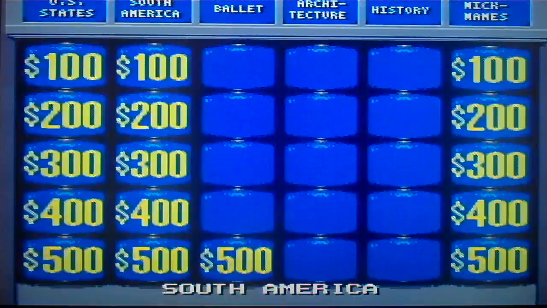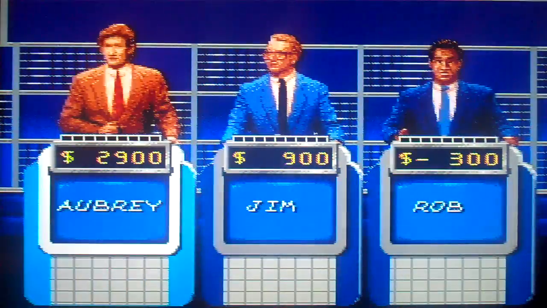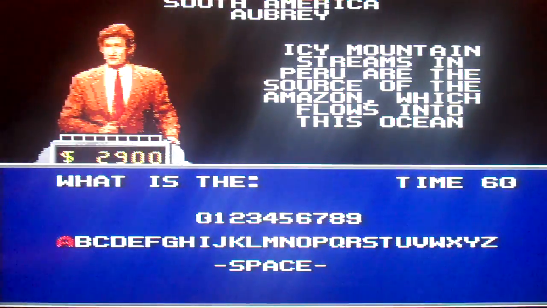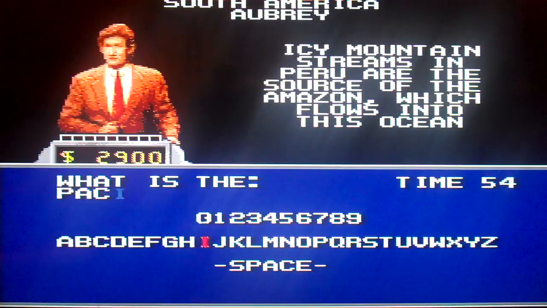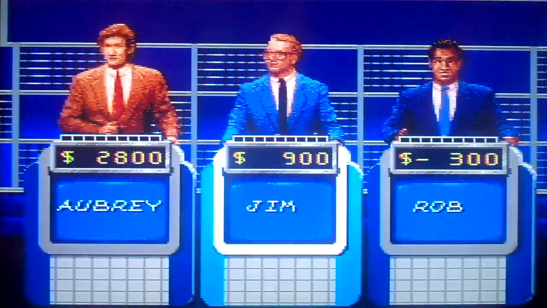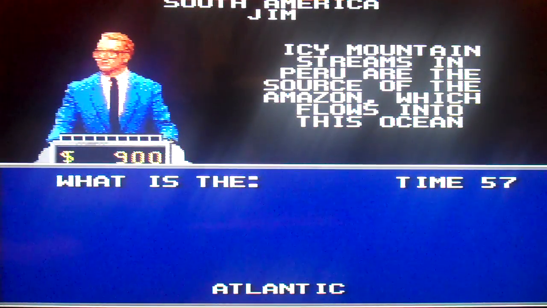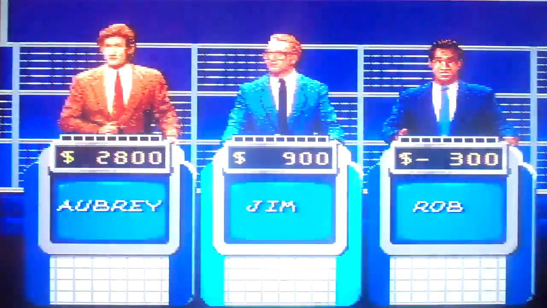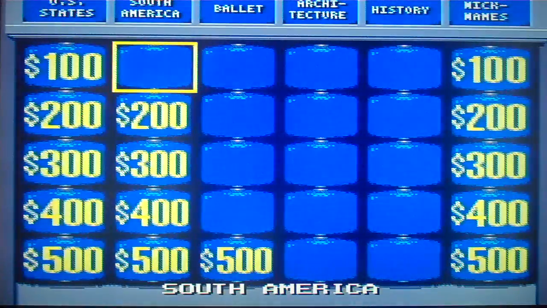South America, 100. The answer is... Icy mountain streams in Peru are the source of the Amazon, which flows into this ocean. What is the... Okay, icy mountain streams of Peru. What is the Pacific? Oh, it's the Atlantic. Rats. The Atlantic, yeah. The Amazon flows into the Atlantic. But Peru borders the Pacific, so that's what confused me.